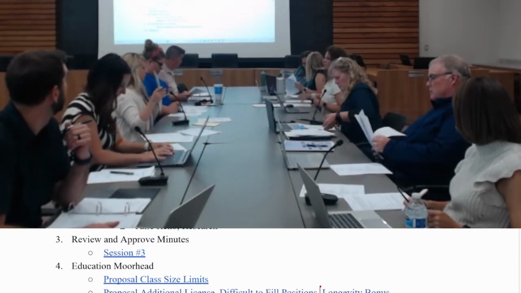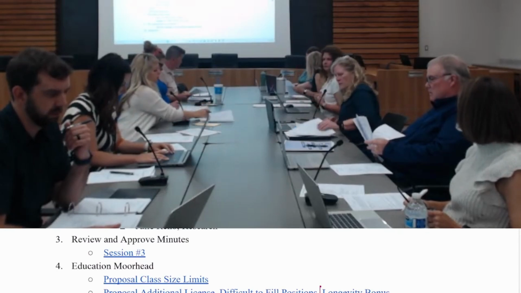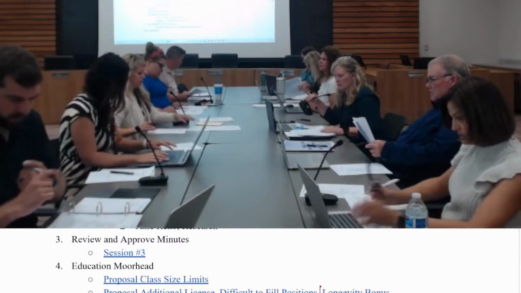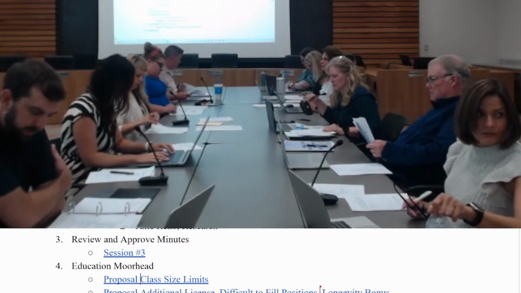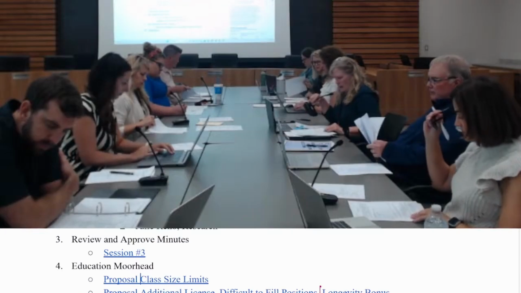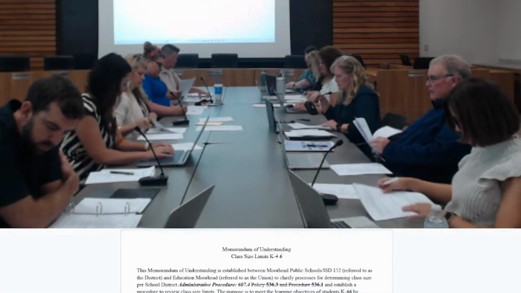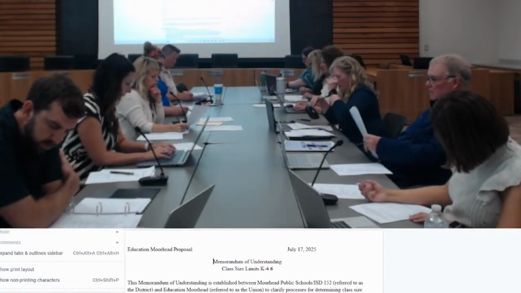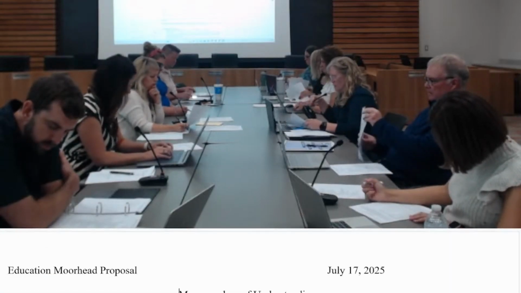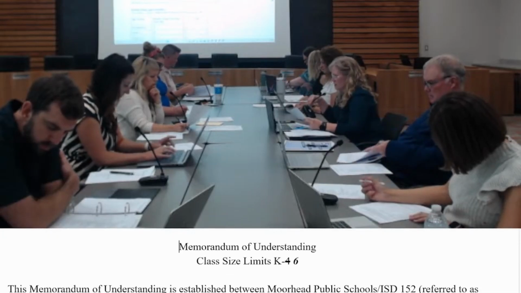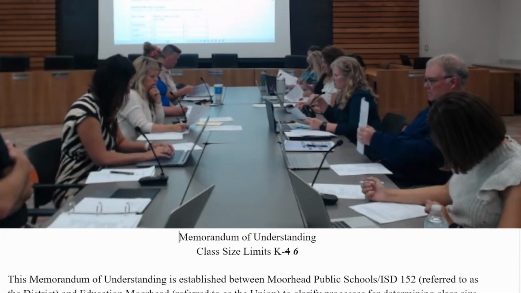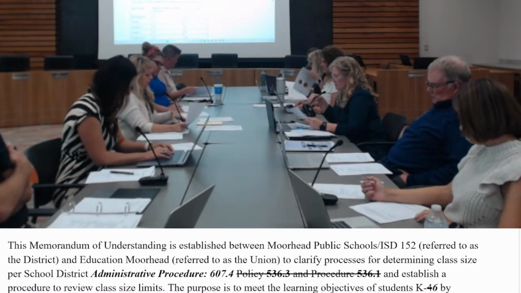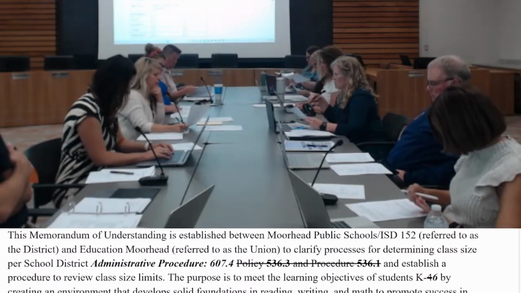All right. So, from the papers that you have in front of you, if you would look for the one that says Class Size, Memorandum of Understanding, Class Size Limits. If you take a look at that document, it should look really similar to one that we've seen in the past. What I noticed is that when I went looking for policy 536.3 and procedure 536.1, I had a hard time finding them. And it's now administrative procedure 607.4. Does that look right to you?